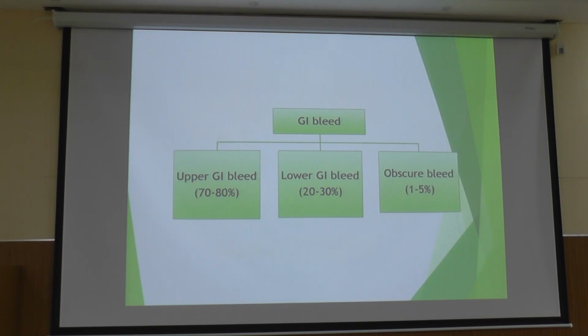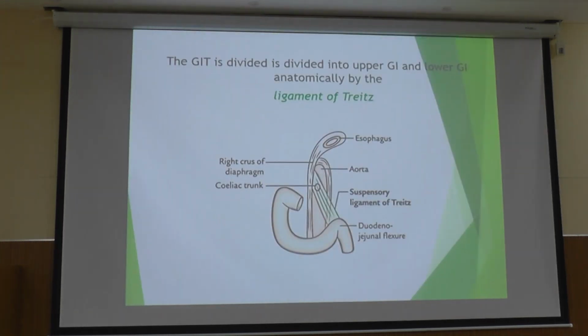So what you think is that maybe it is a small lesion, you send the patient home, and the patient again comes with a rebleeding. Then also you are not able to find out. So that is obscure bleeding. We have confirmed that bleeding is there, but you are not able to find out the site. Very good. Okay, so that is obscure bleeding. Yeah, next one. Ligament of Treitz. Okay, fine.